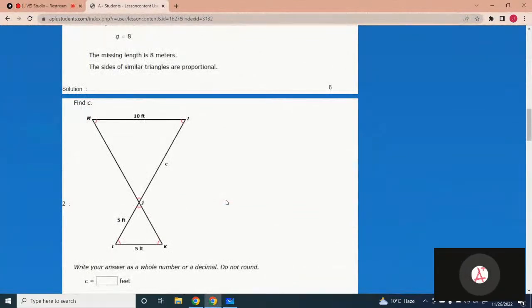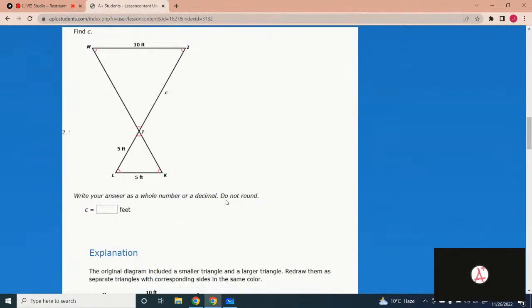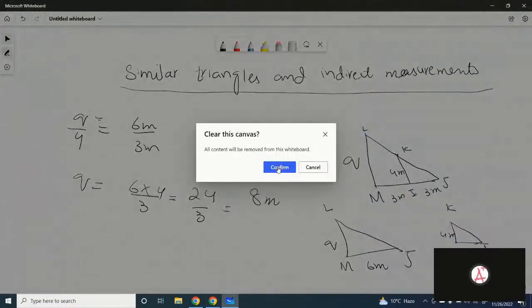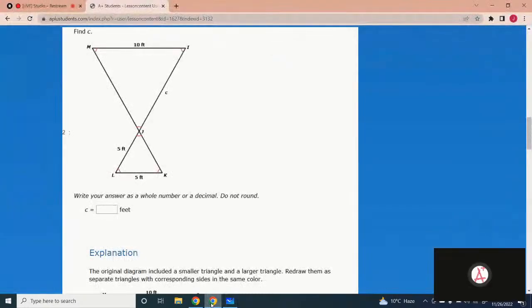This way you can solve the complex figures by converting them into the smaller two triangles. Got it? Okay, let's just solve this one. Find C. You have two of the triangles. Let's just divide them into two triangles. I'm going to divide them from here in the two. Okay, you have M, I, and J.